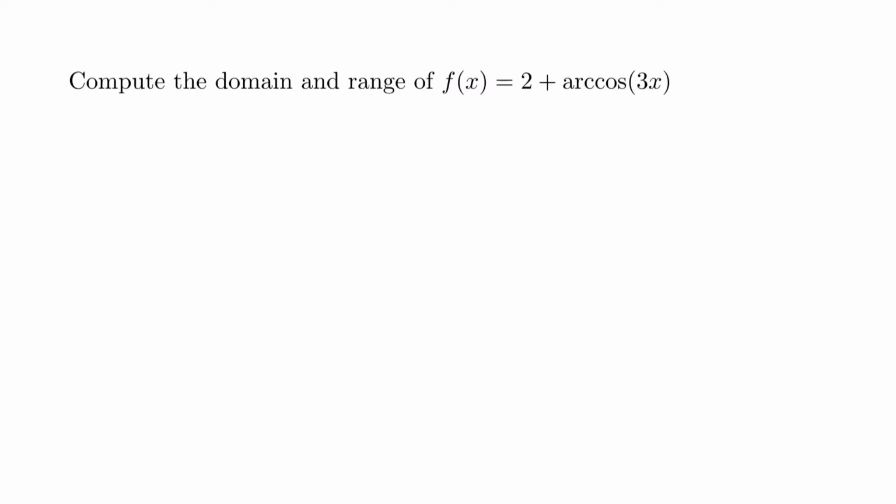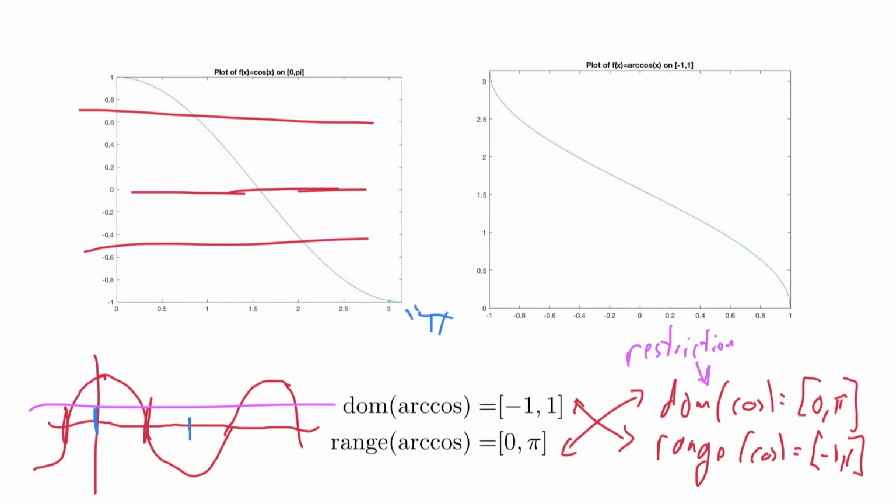I'm going to take arc cosine and transform it. In this case, I'm going to put a 3 in the argument and add 2 at the end. So let's see how this affects the domain and range. So the domain of arc cosine, what is it? Well, we just saw it was minus 1 to 1.